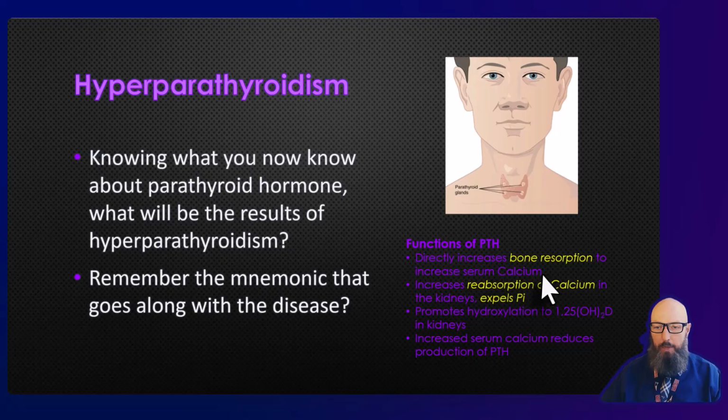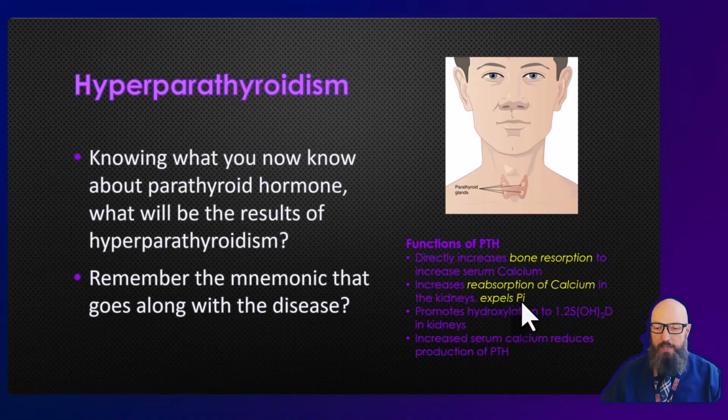What's calcium going to be? Well, it's constantly drawing calcium out of bone, so the serum calcium is going to measure high. Those two things alone are very pathognomonic for this disease. If you see high PTH and high calcium in your lab values, you know it's hyperparathyroidism.